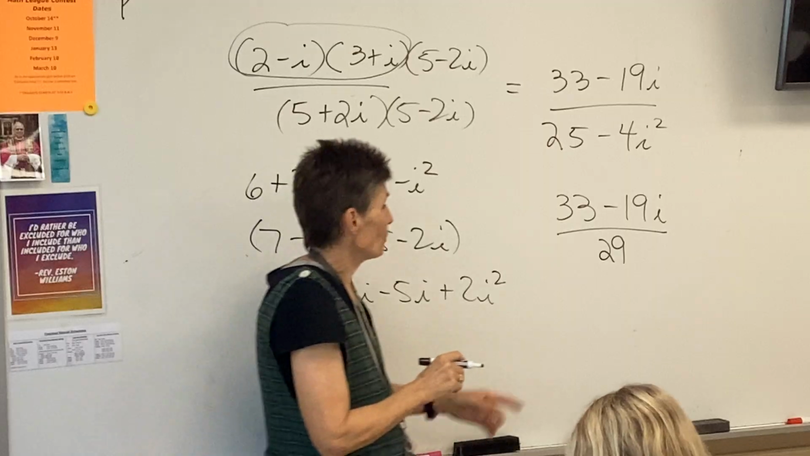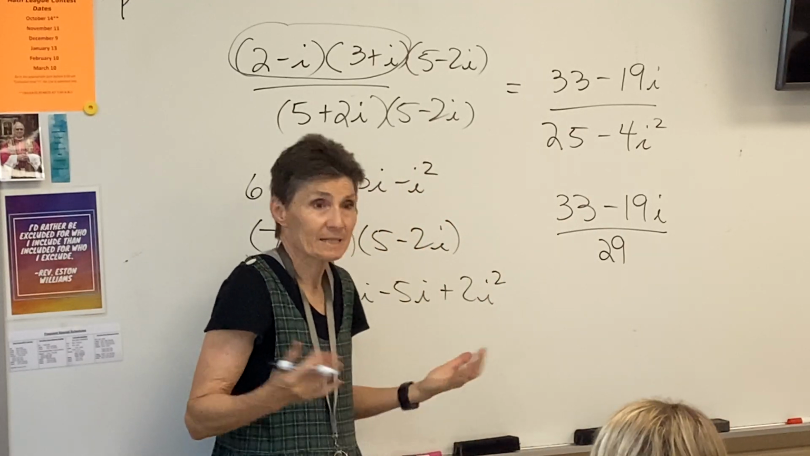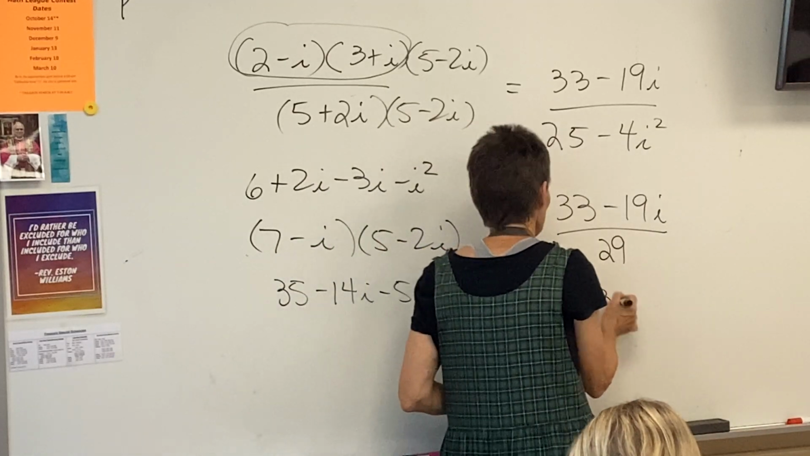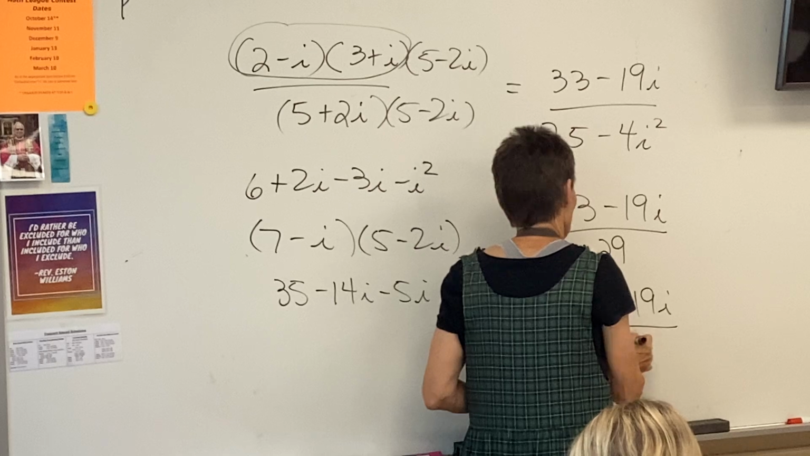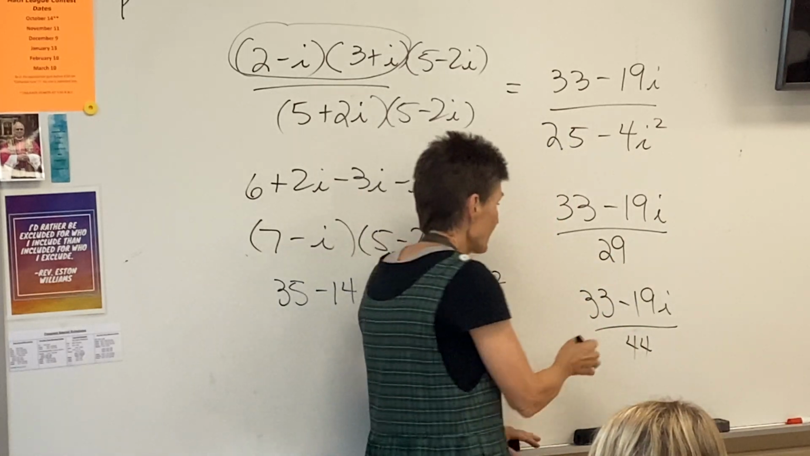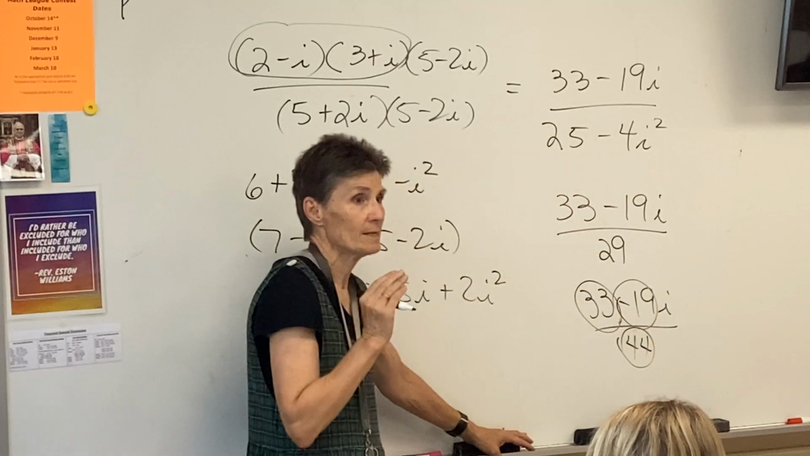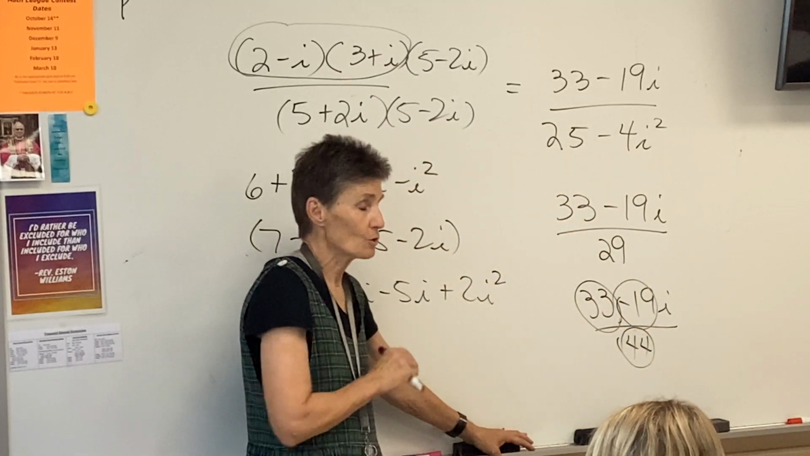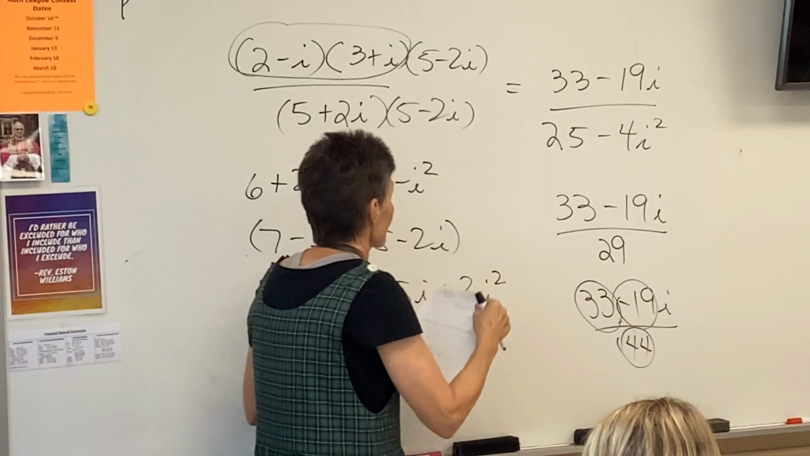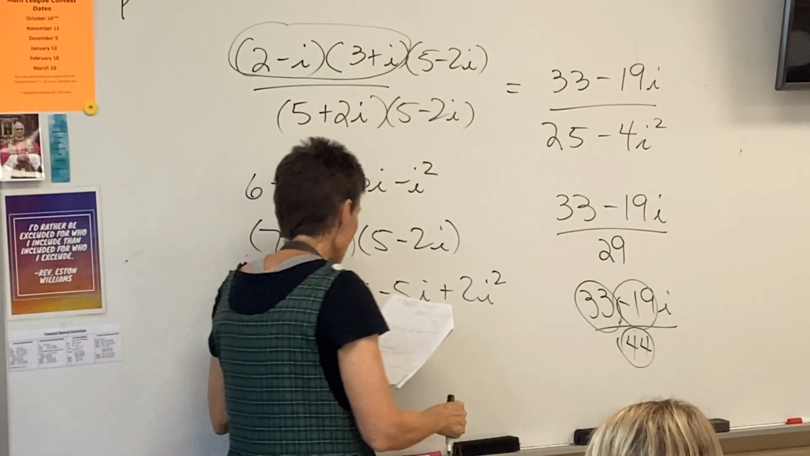Now obviously with numbers like 33, 19, and 29, you're not going to be even tempted to cancel. But remember, even if it had been 33 minus 19i over 44, you still can't cancel. If you're going to cancel, you have to be able to cancel from all 3 spots. So don't get excited. All right, is that okay? A lot of work, but not too bad. All right, let's look at number 4.